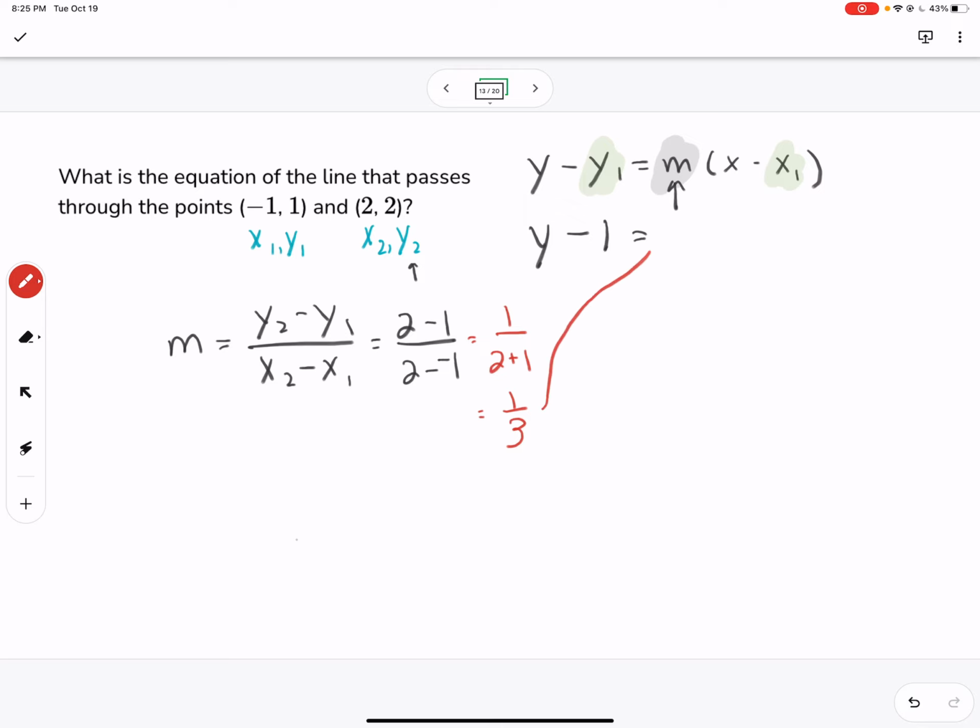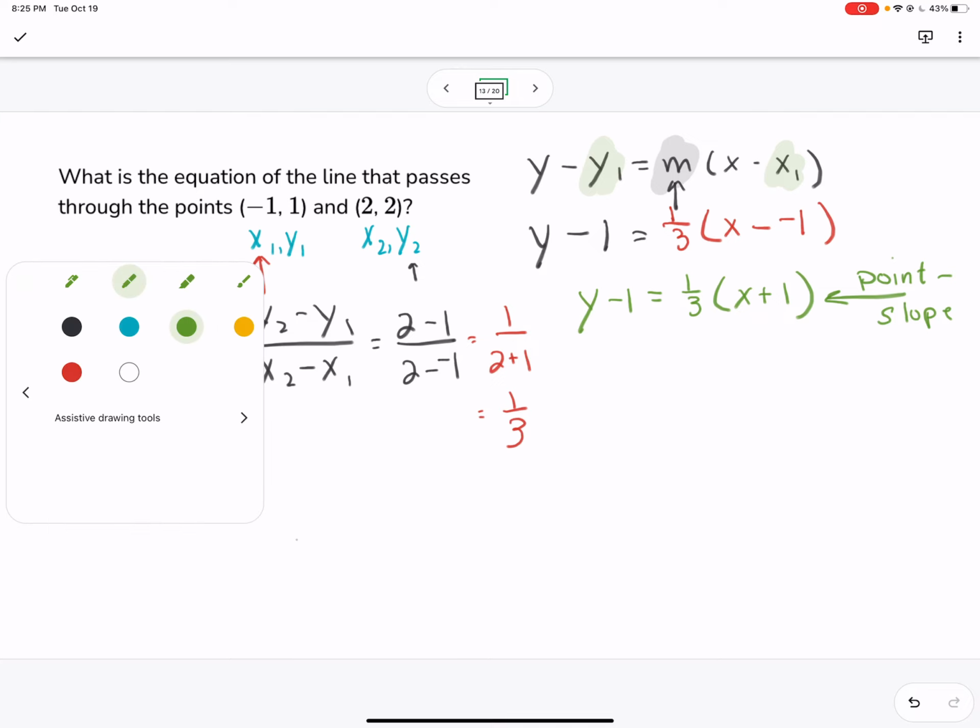But now I know what to put up here. It's a 1/3. And then x minus my x1 value, but we've already labeled it. We know exactly what to plug in there or substitute in. Let's go ahead and simplify it. We've got that double negative going on, so we'll just call that x plus 1, much prettier. If it wants it in point-slope form, this is point-slope form, and you could stop. But usually we'll carry this out to getting to slope-intercept form.